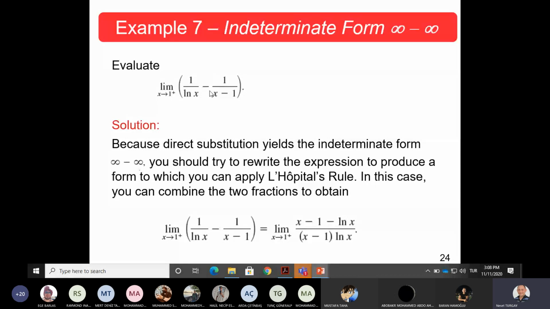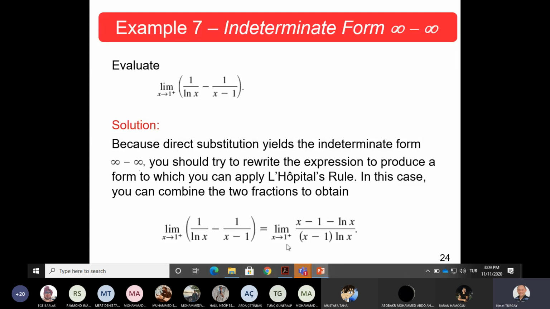Now what you will do, these are already in fraction form. Now you just do this calculation. Now your common denominator is here, x minus 1 times ln x. So this calculation gives you x minus 1 minus ln x over x minus 1 times ln x. I suppose you all know how to do this calculation, subtraction only. Now, the important thing is what is happening after doing that.